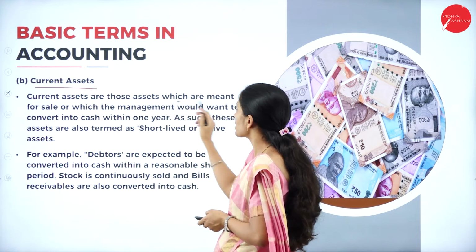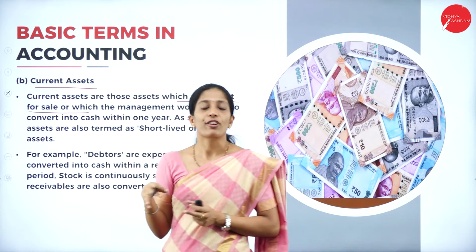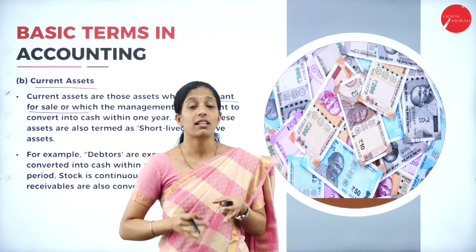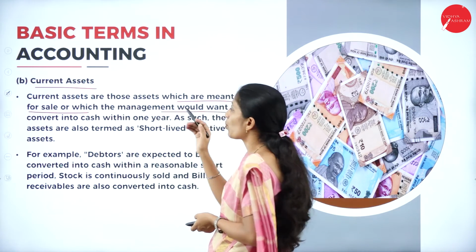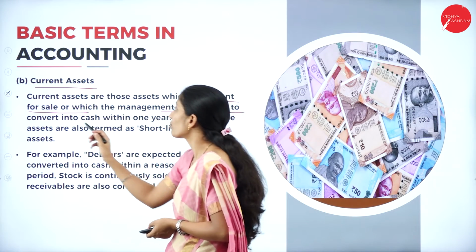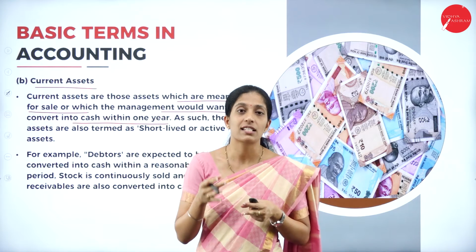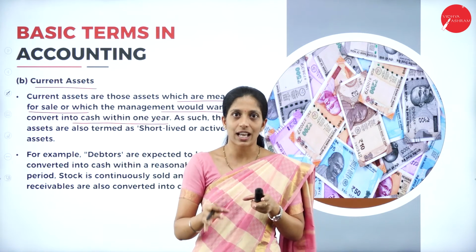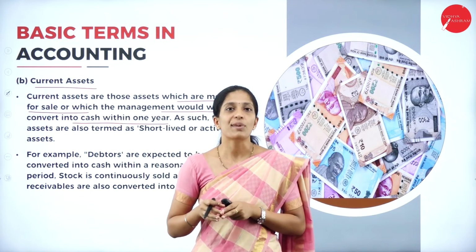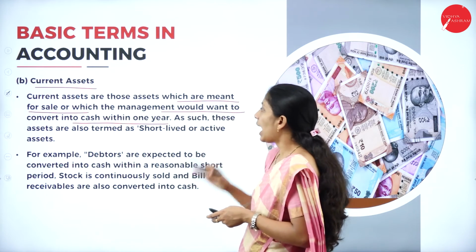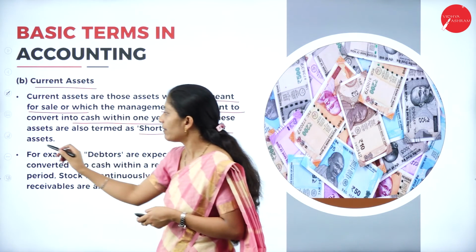Current assets are those assets which are meant for sale. So these are not there for a longer period of time in the business, but they are meant for sale in the business, which the management would want to convert into cash within 1 year. So these assets can be converted into cash within 1 year. Those assets are termed as what? Current assets. As such, these assets are also termed as short-lived or active assets.